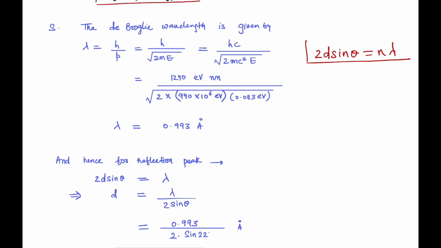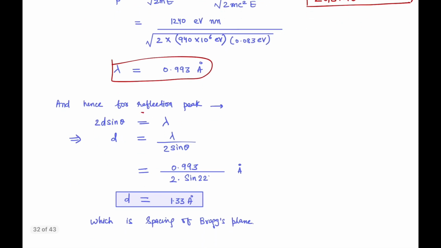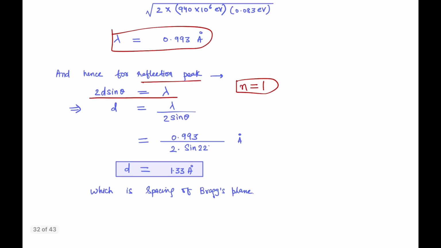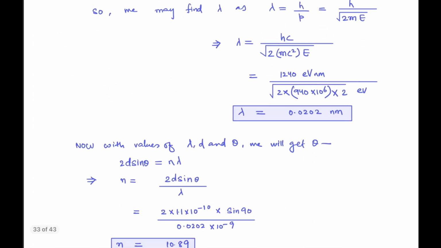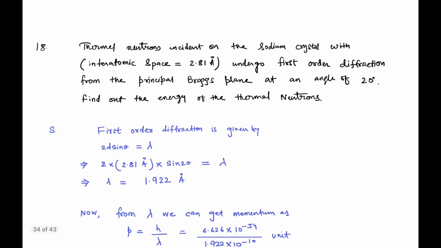So lambda, that is wavelength, we should know. The wavelength is nothing but 0.993 angstrom. And for the reflection peak, let us consider the first order reflection, that is n equal to 1. So 2d sine theta is going to be lambda, and d is simply lambda divided by 2 sine theta. When you substitute all the values, you get d to be 1.33 angstrom. So that is the spacing of the Bragg's plane. Now, it is again the same question, so you may solve it on your own. So now let us move to the next part.